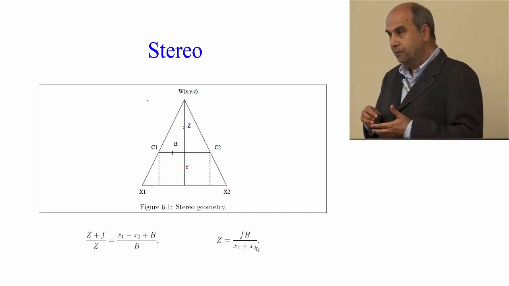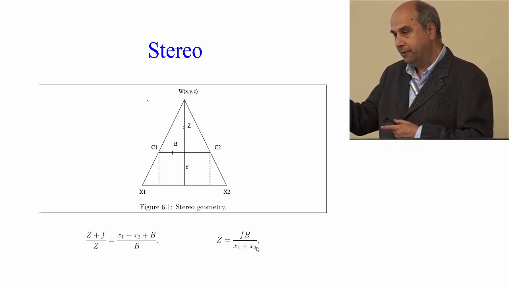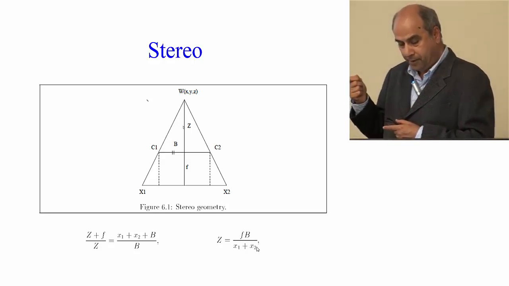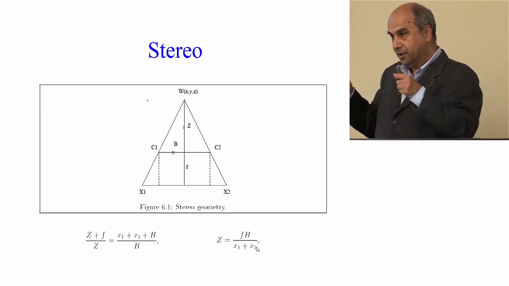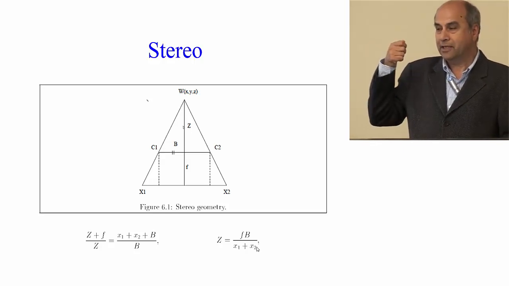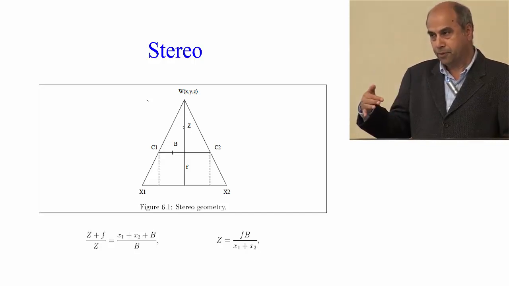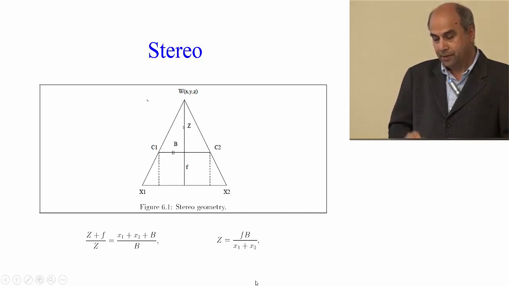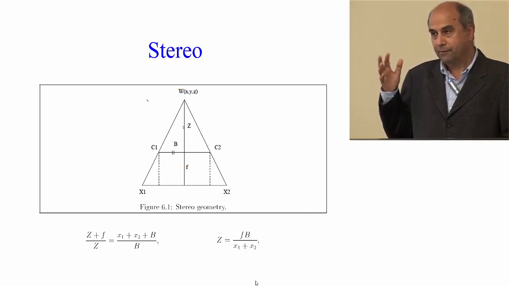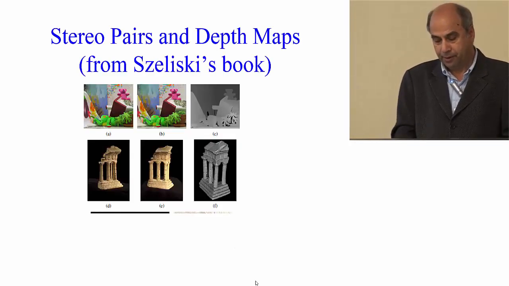So X1 and X2 is called disparity, the distance from the left image compared to the right image. B is called baseline, the distance between cameras. F is the focal length. So the disparity depends on the depth. Depth depends on disparity inversely proportionally. If the disparity is large, depth is small. If disparity is small, then the depth is large.